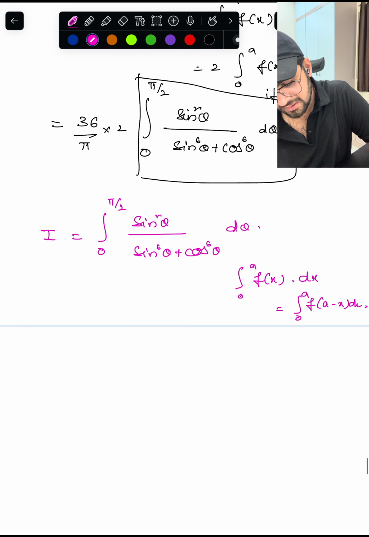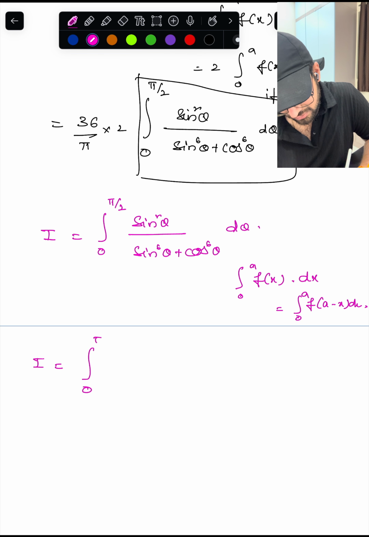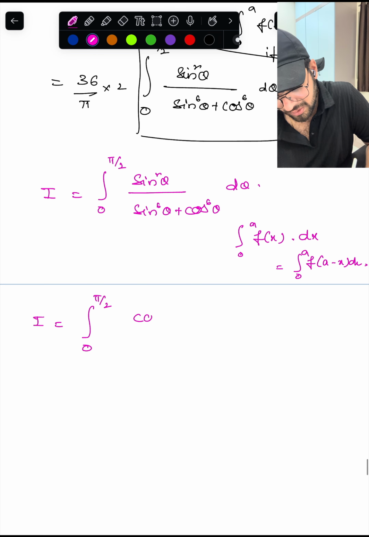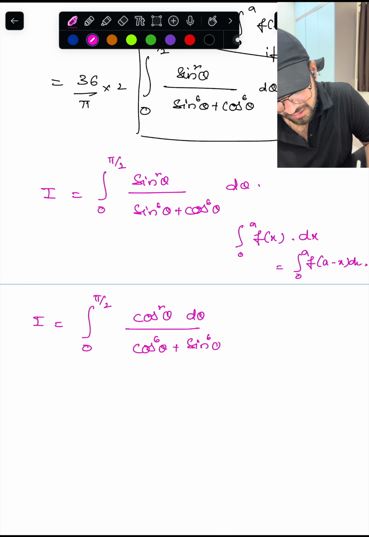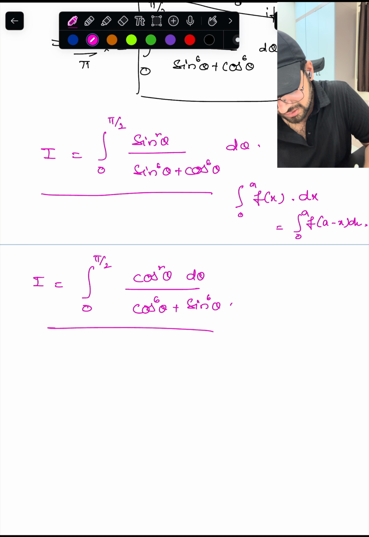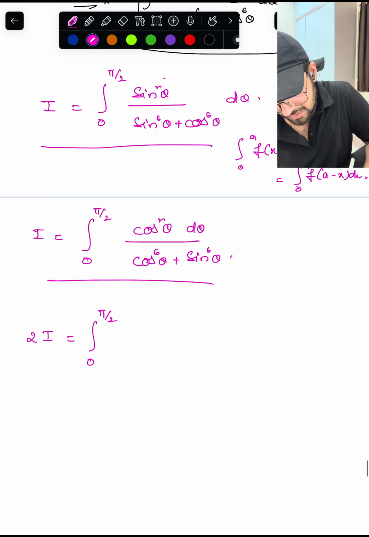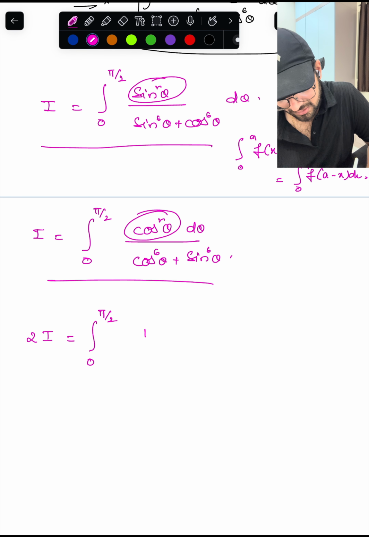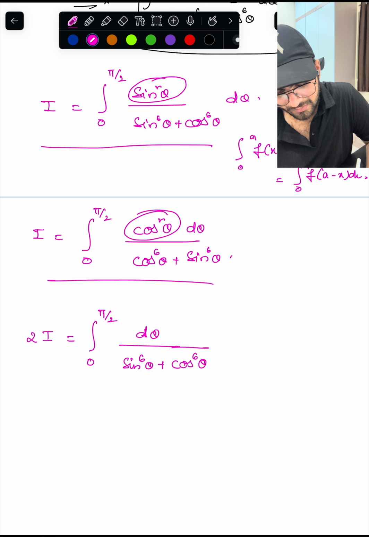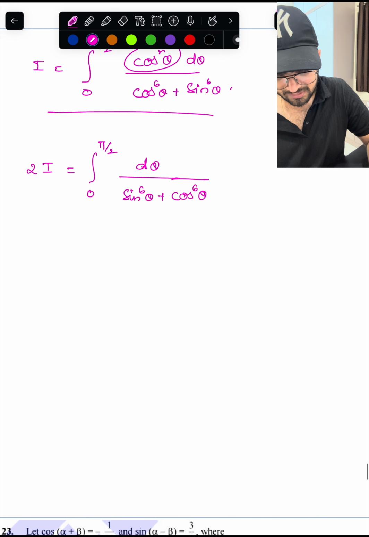So if I apply that, a is pi by 2, so I replace x with pi by 2 minus x. Sine of pi by 2 minus x, I will be getting cos square theta d theta by cos power 6 theta plus sine power 6 theta. So this is also I. If I sum them up, I will be getting 2I equals the integral from 0 to pi by 2 of sine square theta plus cos square theta, that is 1, d theta by sine power 6 theta plus cos power 6 theta.